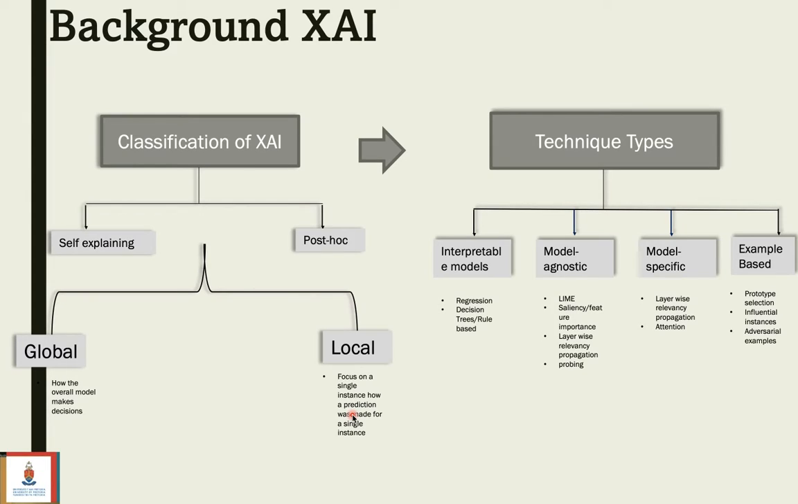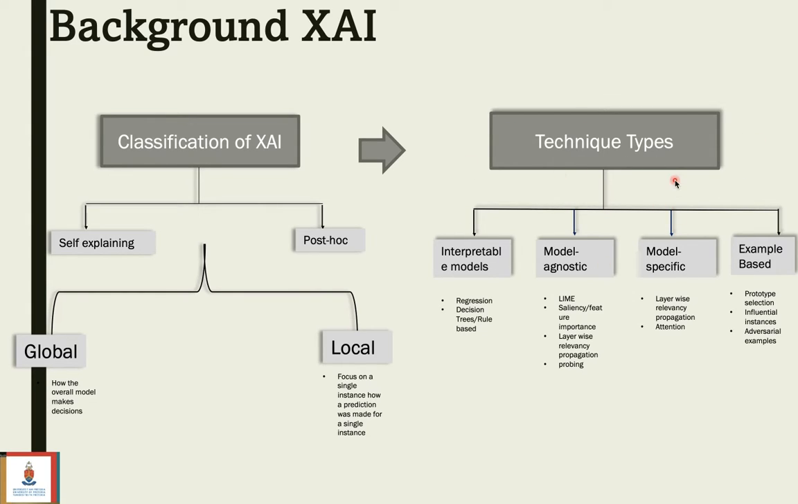Secondly, in terms of the background of explainable AI, I'll talk around the classification of explainable AI. Explainable AI can be classified into two: self explaining models as well as post hoc explainability. Self explaining means that the model is inherently explainable, whilst post hoc means that the model is black box and explainability can be achieved after the model has been trained. We can further classify explainable AI into global explainability as well as local explainability. Global explainability determines how the overall model makes its decisions, whilst local explainability focuses on a single instance, on how a prediction was made for that instance.